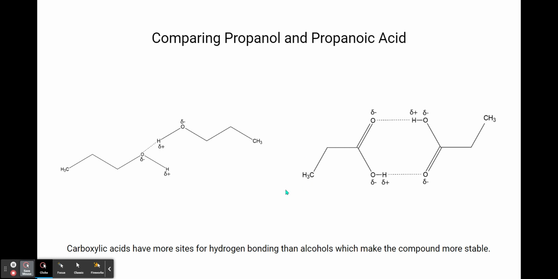And taking a look at propan-1-ol and propanoic acid, we can determine which of these two have the higher boiling point by how they hydrogen bond. So alcohols will hydrogen bond in this manner, as we see on the left, whereas propanoic acid will hydrogen bond in a sort of diamond shape. And this diamond shape makes the compound more stable. And because it is more stable, we will have to give the propanoic acid more thermal energy to reach its boiling point, which is higher than that of the alcohol.